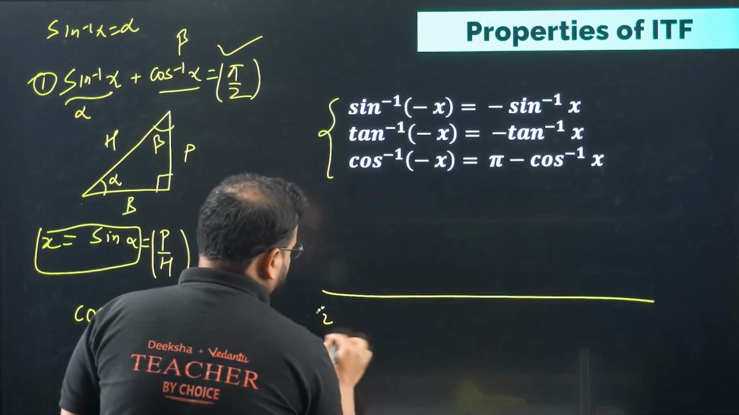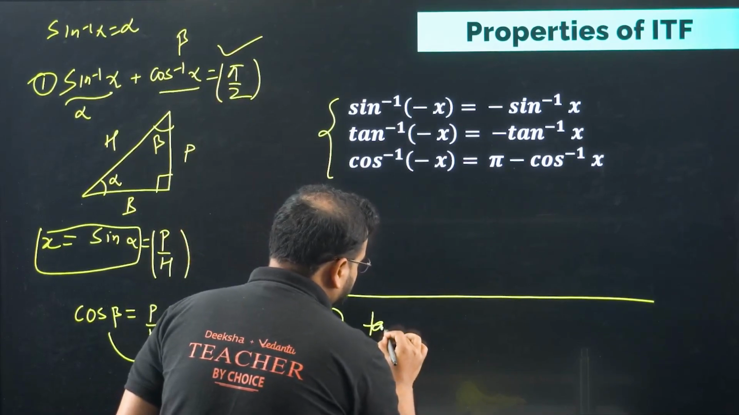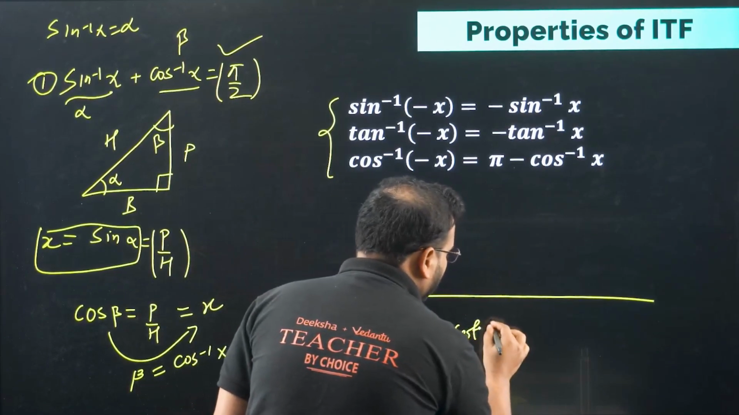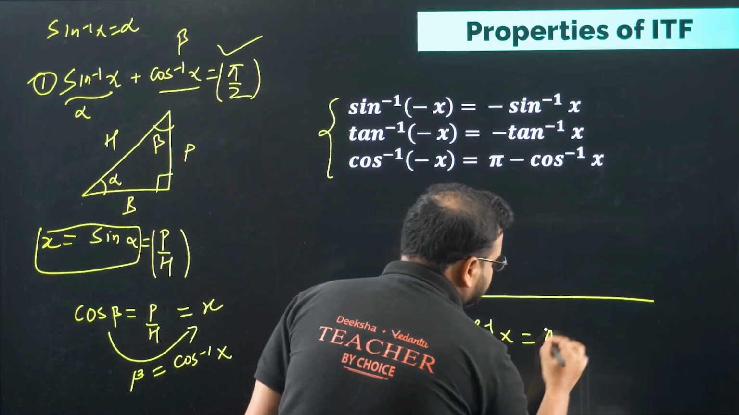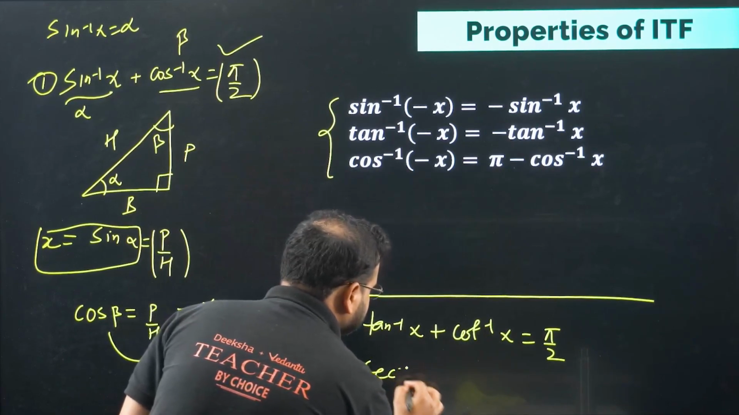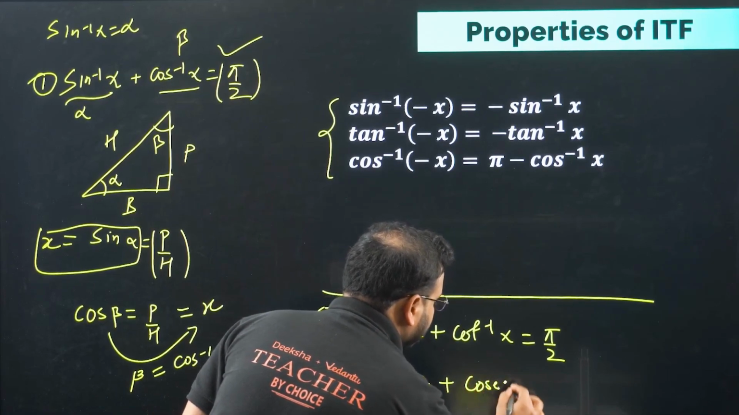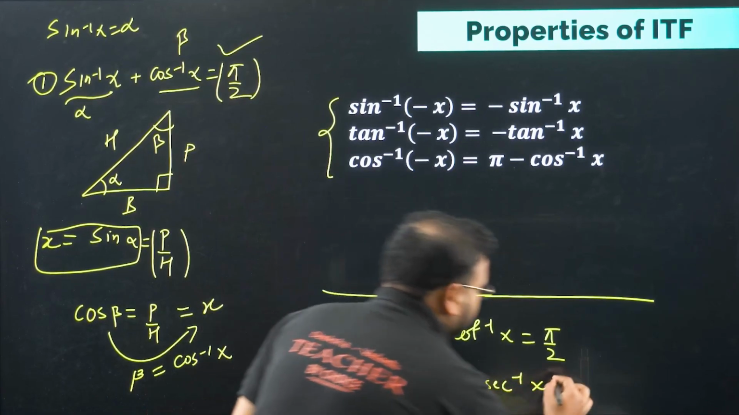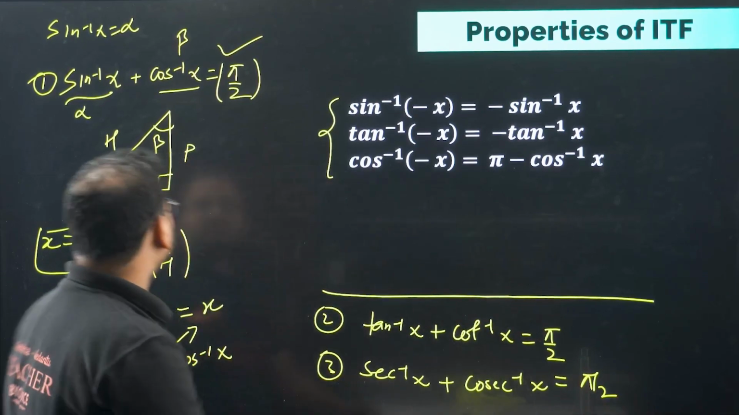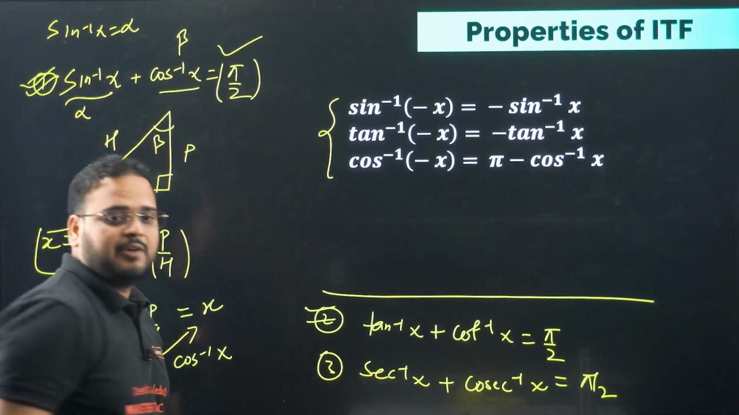So second pair is tan inverse of x plus cot inverse of x equals pi by 2, and third pair is sec inverse of x plus cosec inverse of x equals pi by 2. We rarely use the third pair. Most of the time we use the first and the second one.